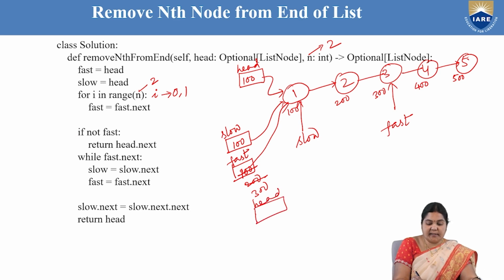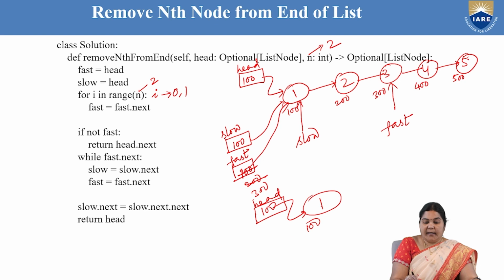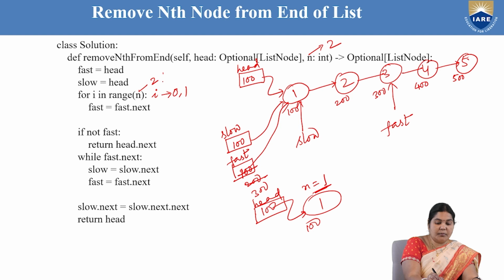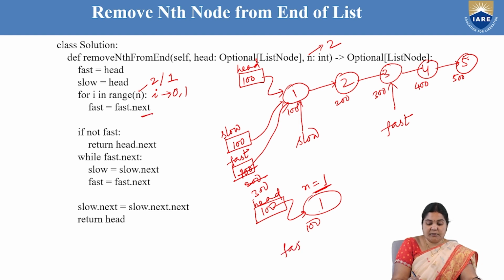if the situation is like this, if head is there and there is only one node. Okay? So this is 100, this is 100. If not fast, okay? If not fast means what will happen if there is only one node and that node I have to delete. If n is equal to 1, suppose, then this loop is going to run one time. So fast is equal to initially 100. Fast of next is how much? Null.